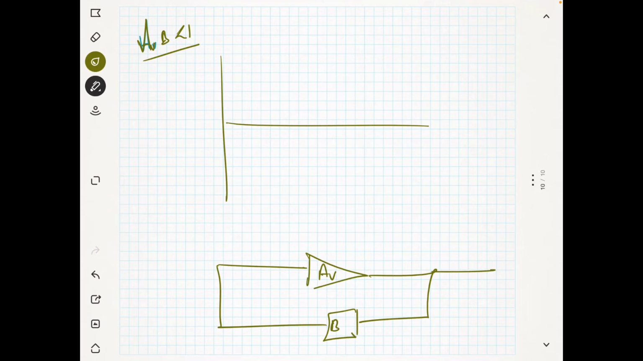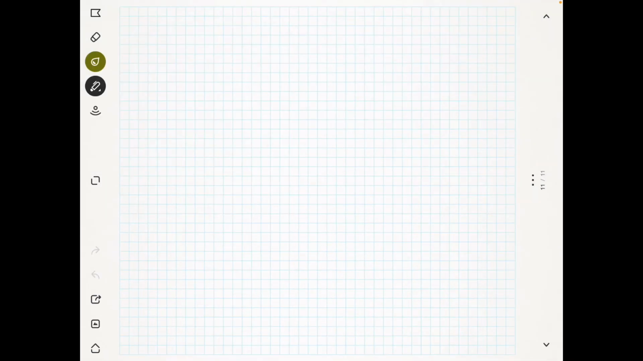Suppose this is equal to 3 and this is equal to 1 by 4, then Av into B is equal to 3 times 1 by 4, which is 3 by 4, less than 1. This is an example. In this kind of scenario, initially you have some oscillation, but the oscillation will die out. It will exponentially decrease, and finally you cannot see anything. So this is also not good. So what we need, that's what we are going to discuss now.